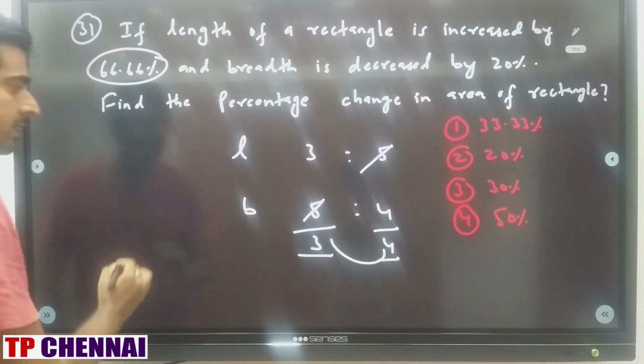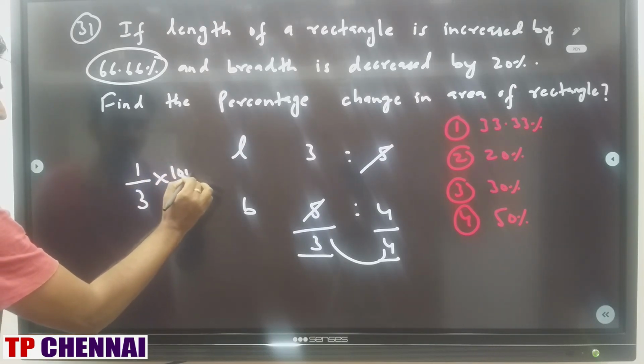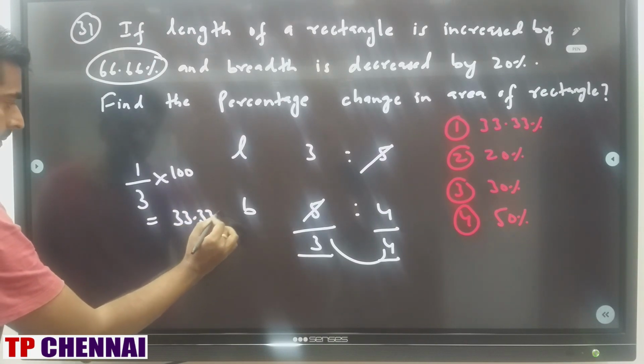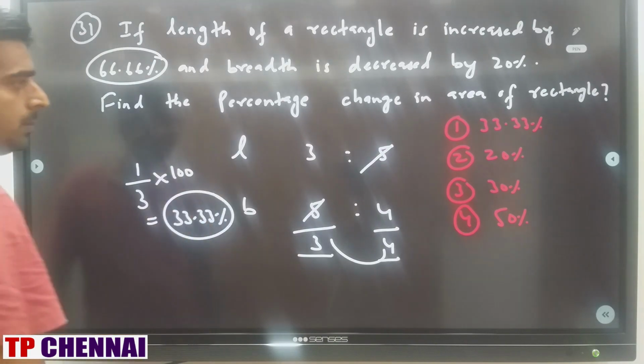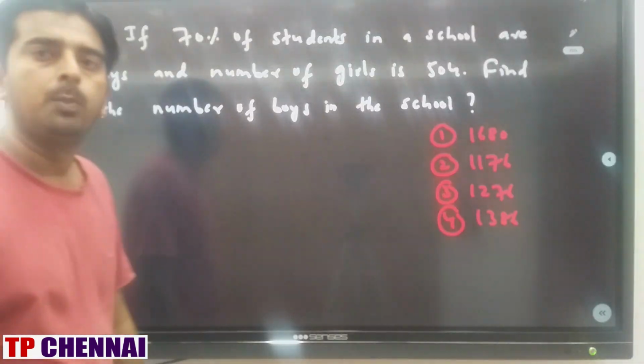How much has it increased? 1. 1 by 3 into 100. What is the answer? 33.33%. First option is the answer. So I hope you are clear with 31.